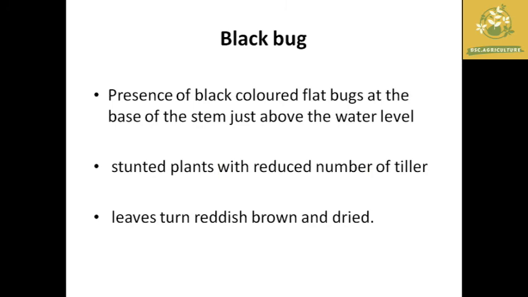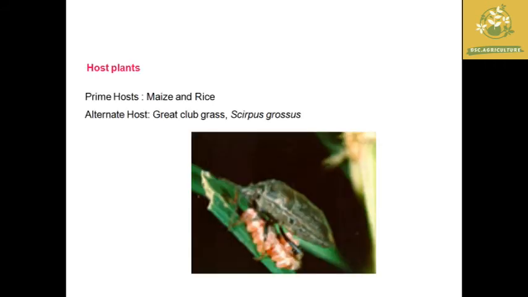And the other bug is the black bug, which has a presence of long black flat bugs at the base of the stem, just above the water level. They stunt plants by reducing the number of tillers, which makes the rice turn reddish brown and dried. Some of the other host plants are green club grass as well as Scirpus grossus, and the primary hosts are maize and rice.